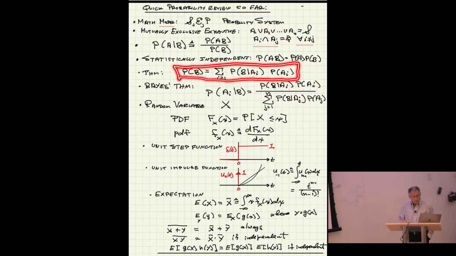This is the fundamental theorem of probability theory. It says if you want the probability of event B, you can find it by conditioning it on an event A, multiplying by the probability of that event, summing over all possible events, a set of mutually exclusive events, and you'll be able to find P of B. And we'll see this perhaps even today. This is a very powerful idea.